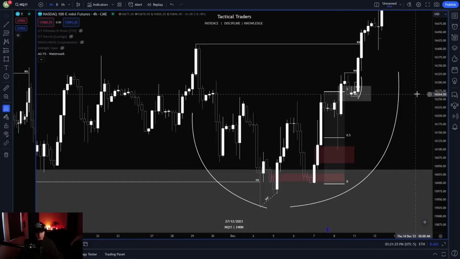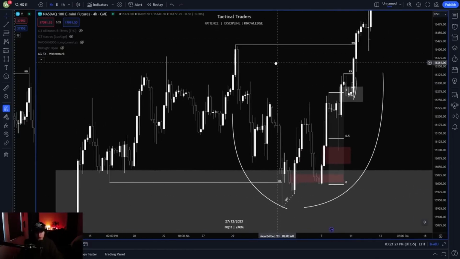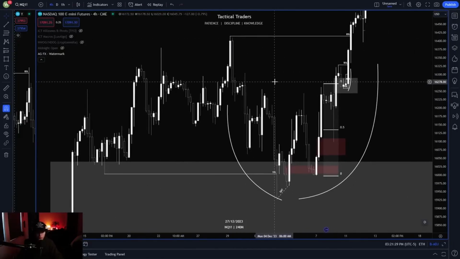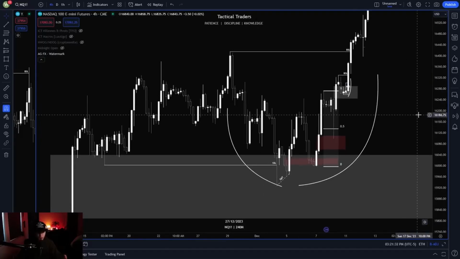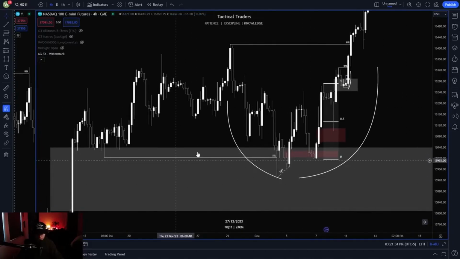Number one, what makes this a buy model? We have engineered buy side above on our way back down. What am I looking for price to rebalance to? The bigger time frame fair value gap. We have a bigger time frame fair value gap down here.